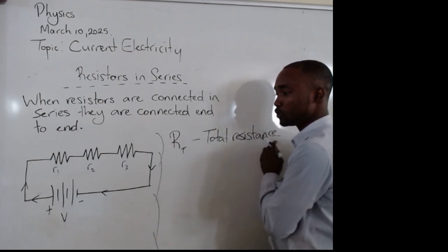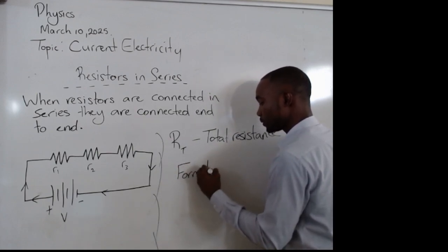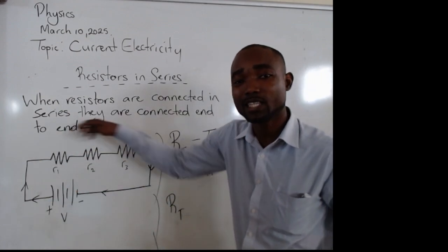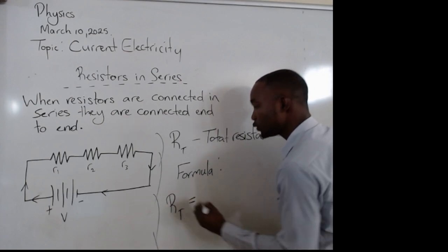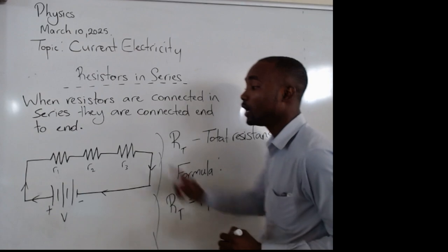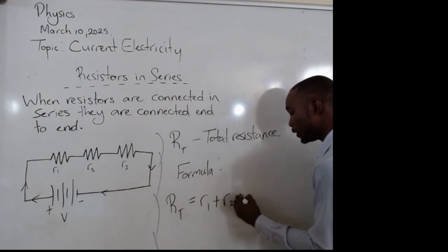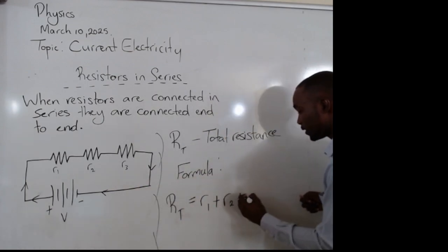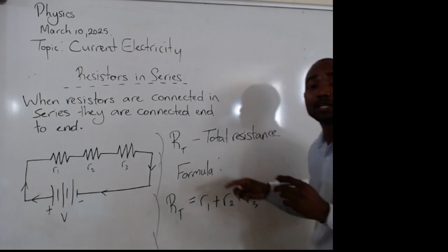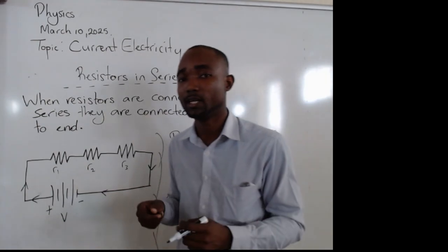Now, if RT represents total resistance, the formula would be: RT, the total resistance in a series setup, is equal to R1, that's the first resistor, plus R2, that's my second resistor, plus R3, that is my third resistor, plus and so on. We can go on and on. It's just based on the amount of resistors that you have.